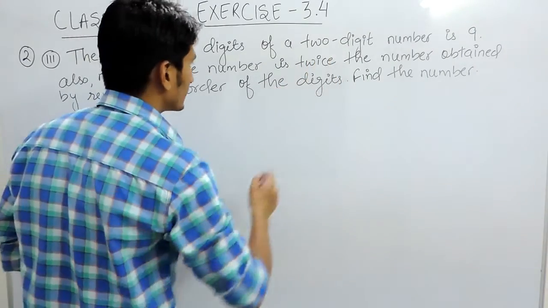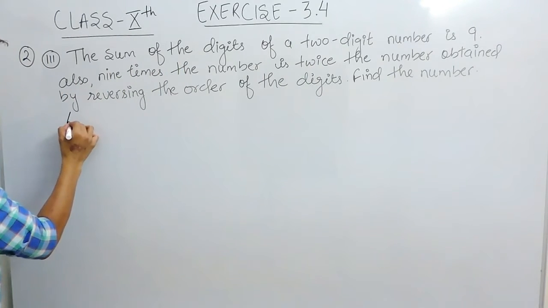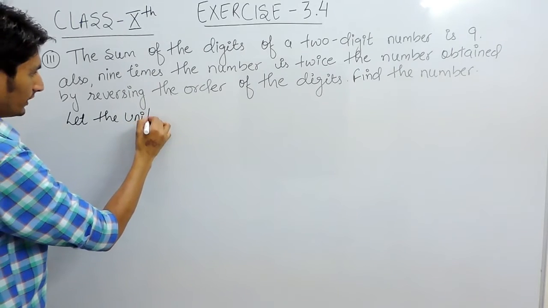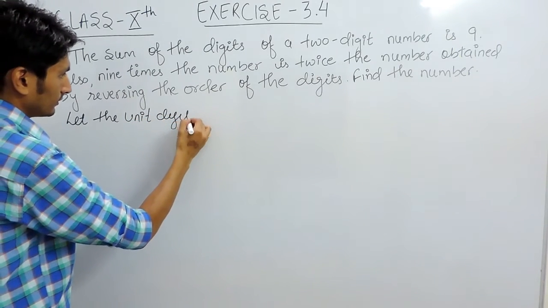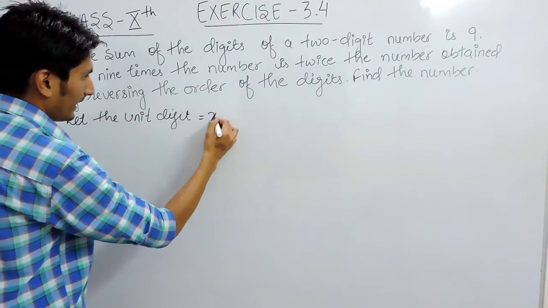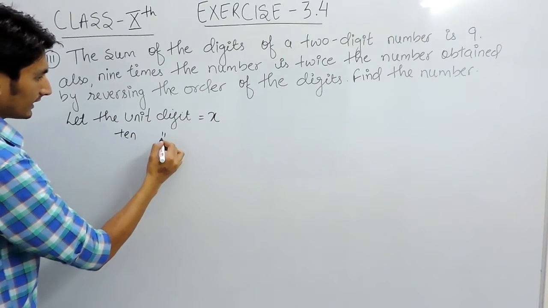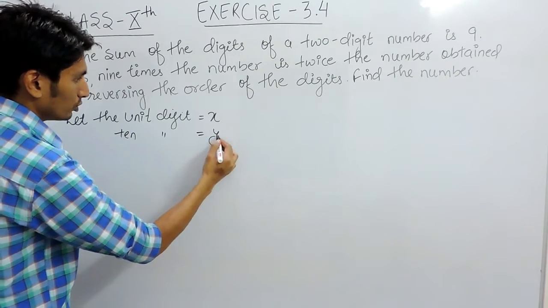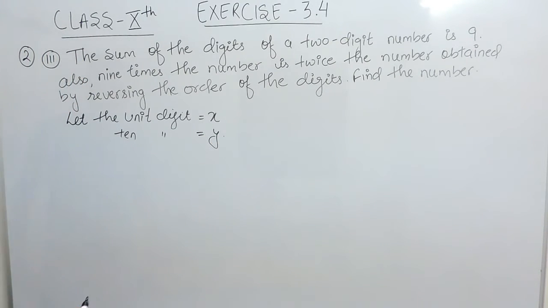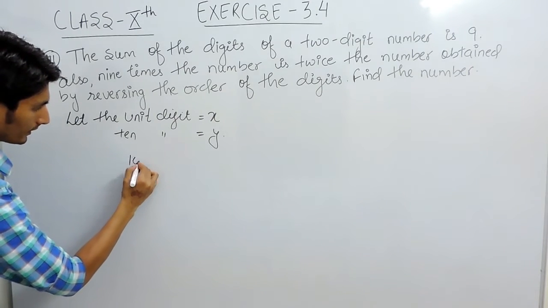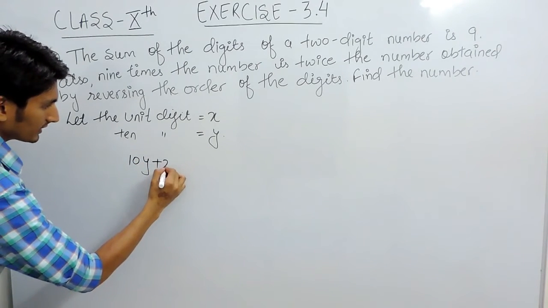This is a 2-digit number, so let the unit digit be x and the 10th digit be y. So obviously the number must be equal to 10y plus x.